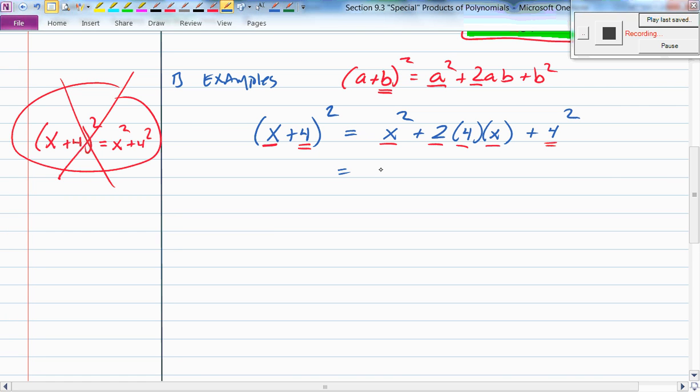So let's simplify. This is going to be x squared. What's 2 times 4 times x? Very good. And what's 4 squared? Yeah, 16. There you go. You did 4 times 2, not 4 squared.